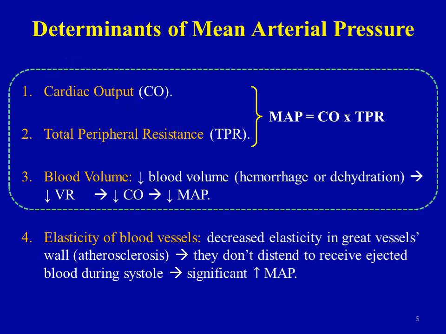So these first 3 factors are the factors that our body can adjust, through different homeostatic mechanisms, to control the mean arterial pressure. And in today's lecture we are going to discuss these factors one by one, and we'll start with the cardiac output.